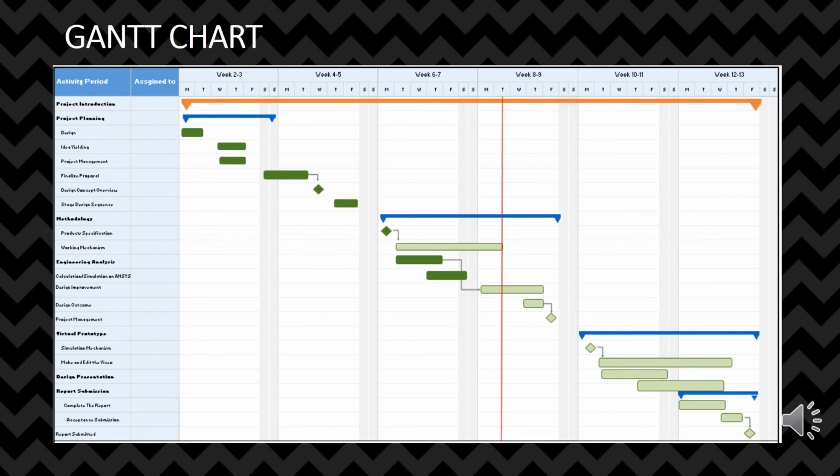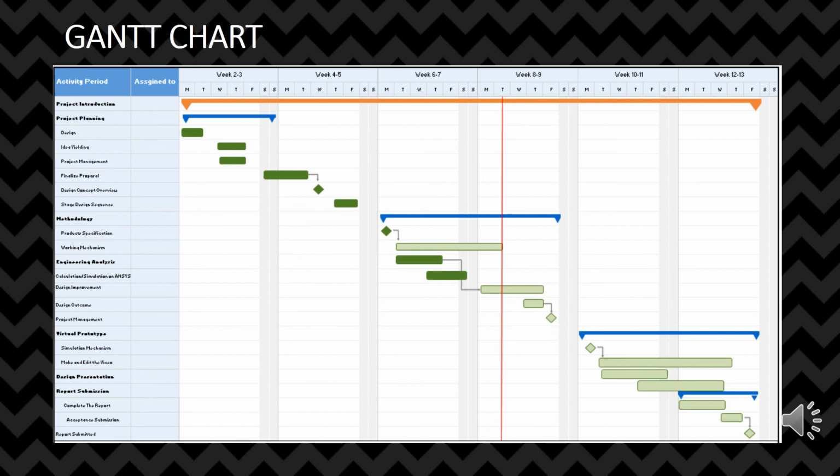For the project management, we managed our schedule until week 13. From the first week until the third week, we did the project planning, which is design idea yielding and project management. From week 4 to 5, we finalized our proposal, design concept overview, and did the stage design sequence.